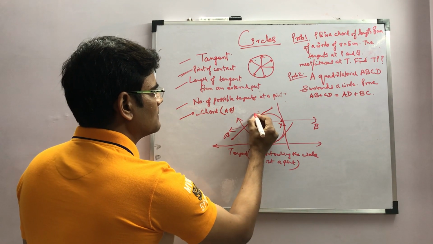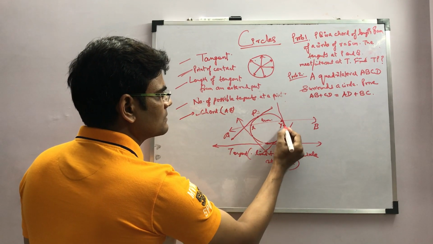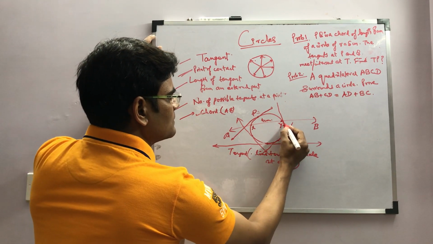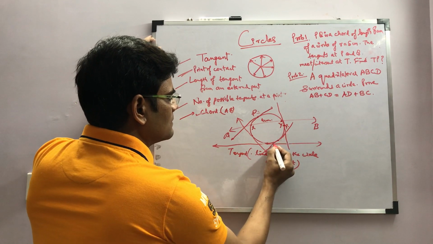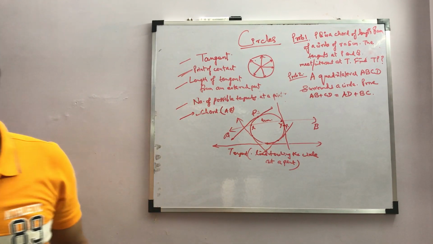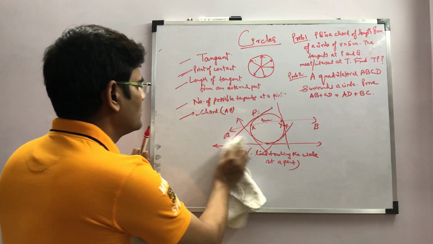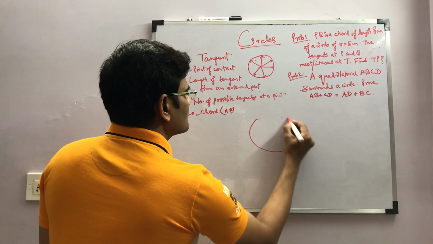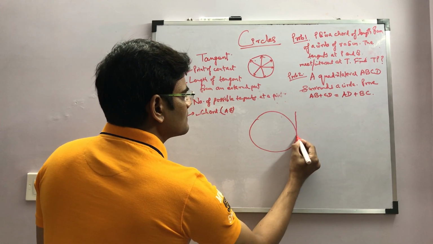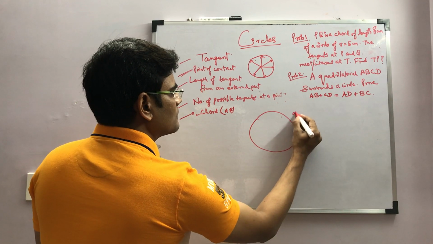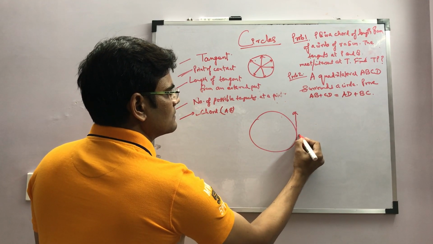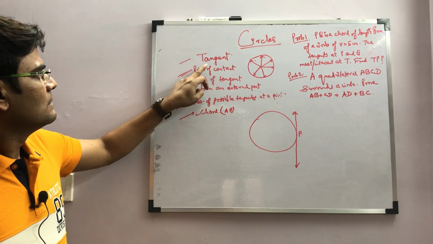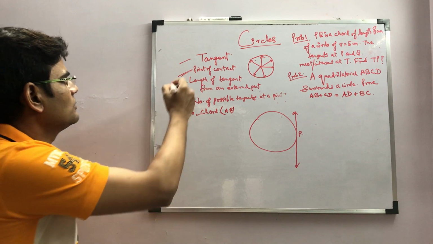So this is the point of contact. No, not A. Say P. This is a point of contact. No, this is P, this is Y. This is where it touches. I'll draw again. So these are points of contact. I'll draw it again. This is the point of contact. This is P, the point of contact. Now, tangent we covered, point of contact we covered.